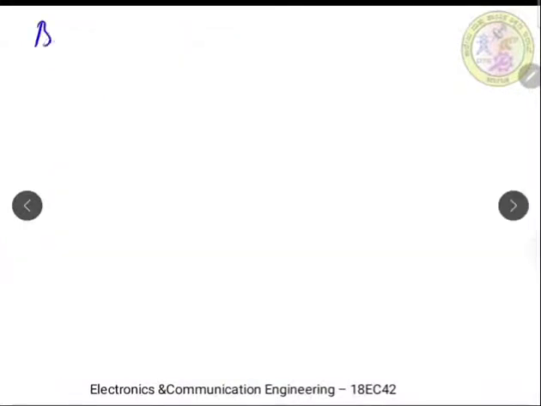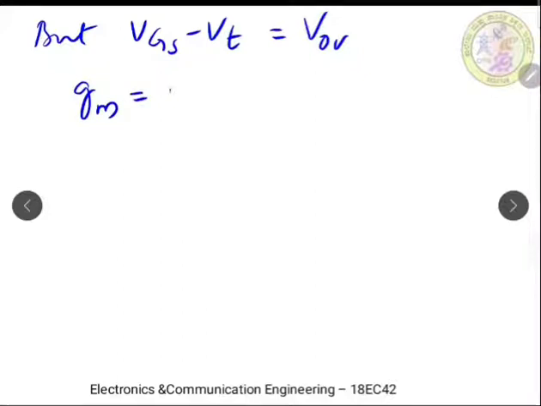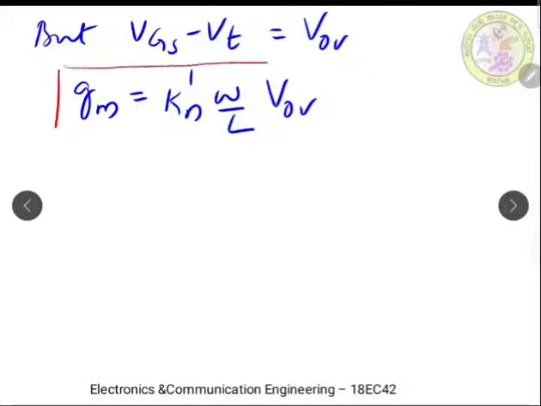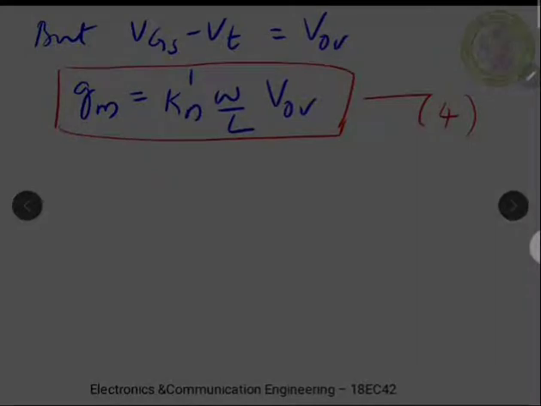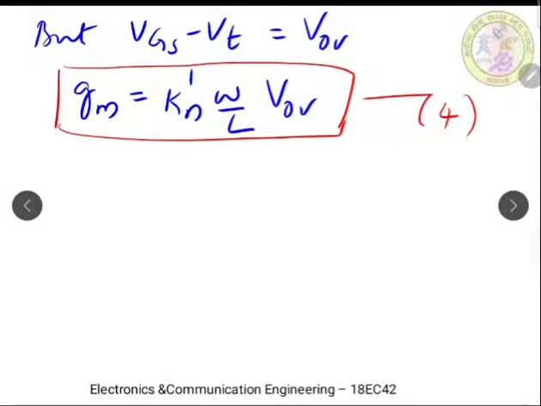But we know that this difference VGS minus VT can be written as the gate to source overdrive voltage VOV. Therefore now we can write GM as Kn dash W by L into the overdrive voltage. This is one important relation for the GM, and we will take it as equation 4. It is also observed that the GM is proportional to the Kn dash W by L ratio of the transistor, and also proportional to the gate to source overdrive voltage VOV.